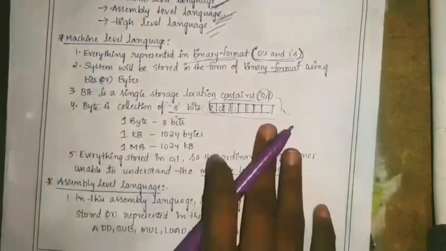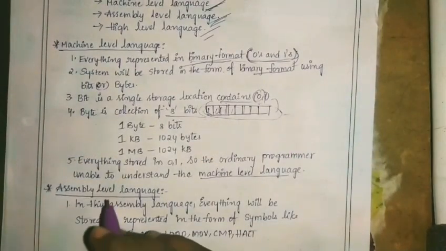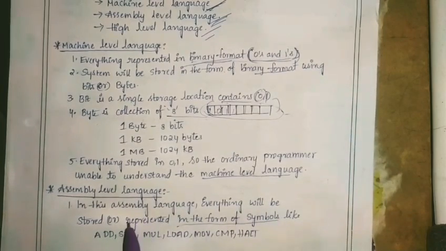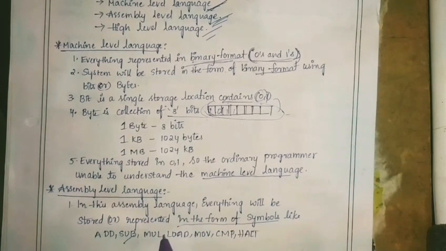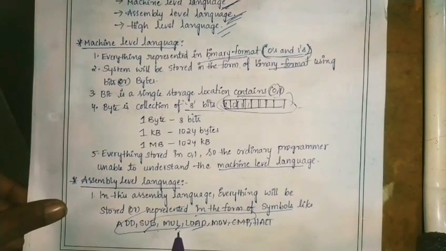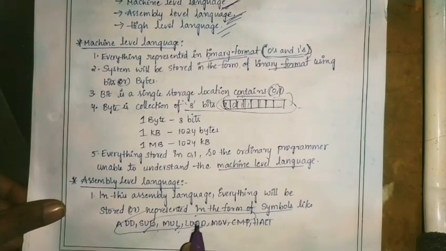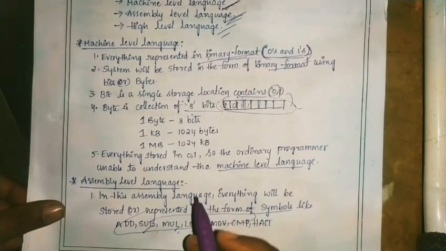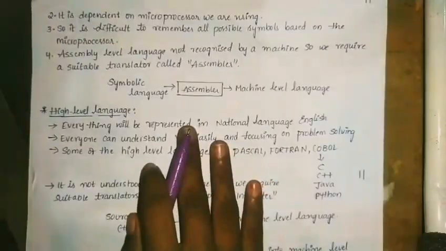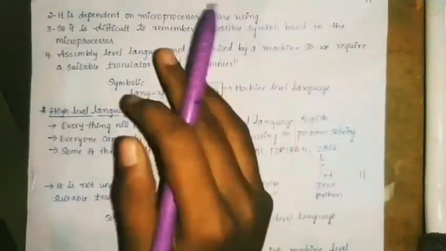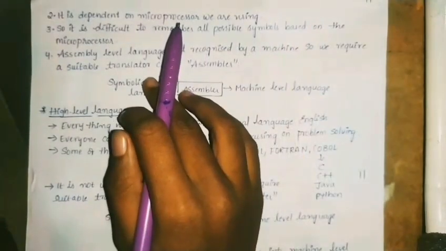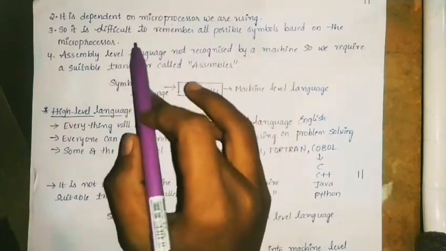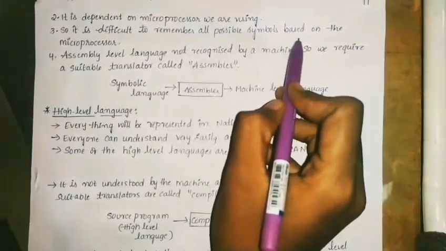Okay, next one. Assembly level language. In assembly level language, everything is represented in the form of symbols like add, sub, mul, load and move. Like this we have to remember different commands or symbols to run this language. And it is dependent on the microprocessor we are using. That symbols we need to remember, so it is very difficult to remember all possible symbols.